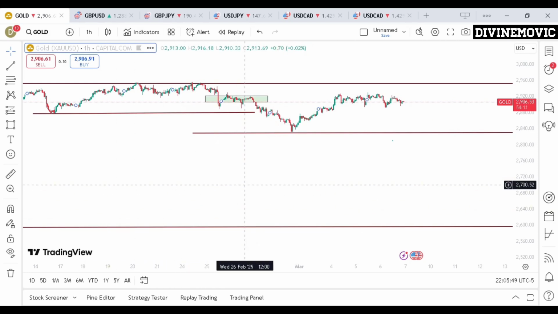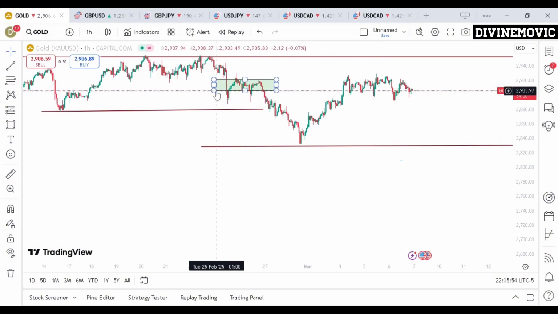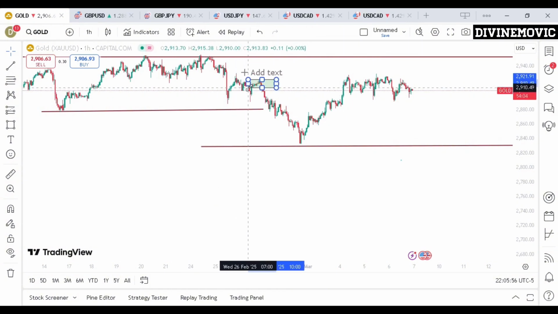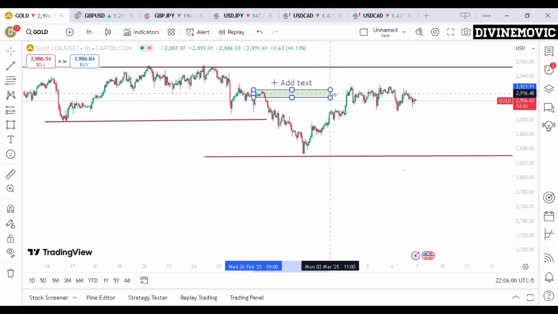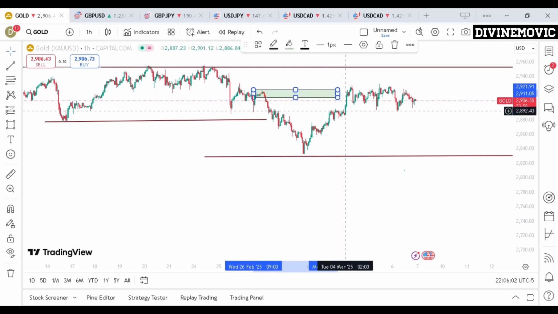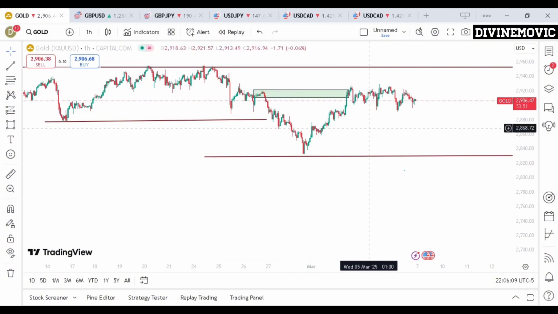If I'm to refine this supply zone, I'll clearly see that this place is the POI, and most likely if price gets to this point, we should be looking for a sell. Now price has gone to that point and looks as if price is going to violate this POI.